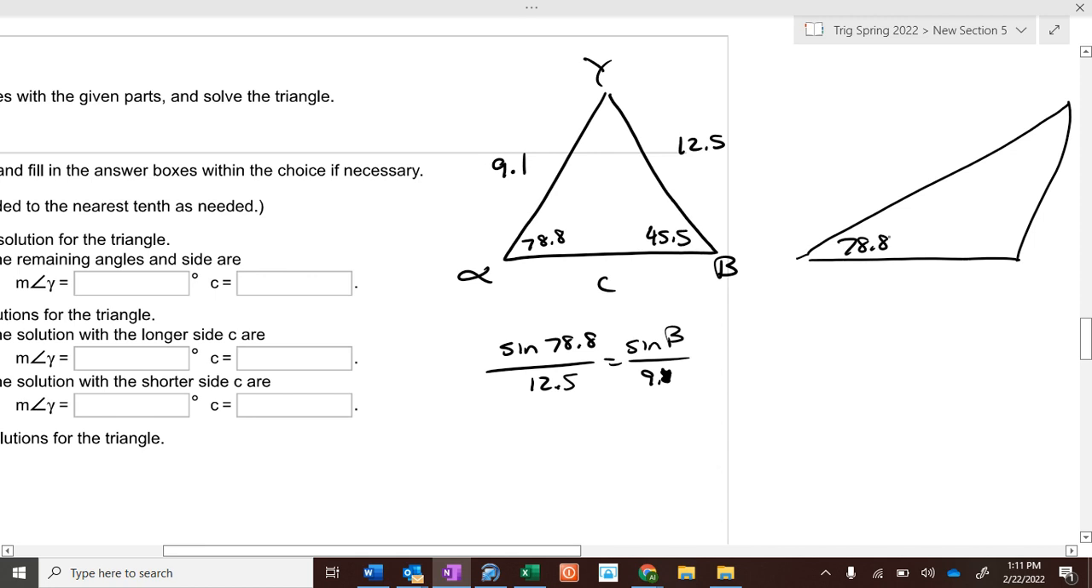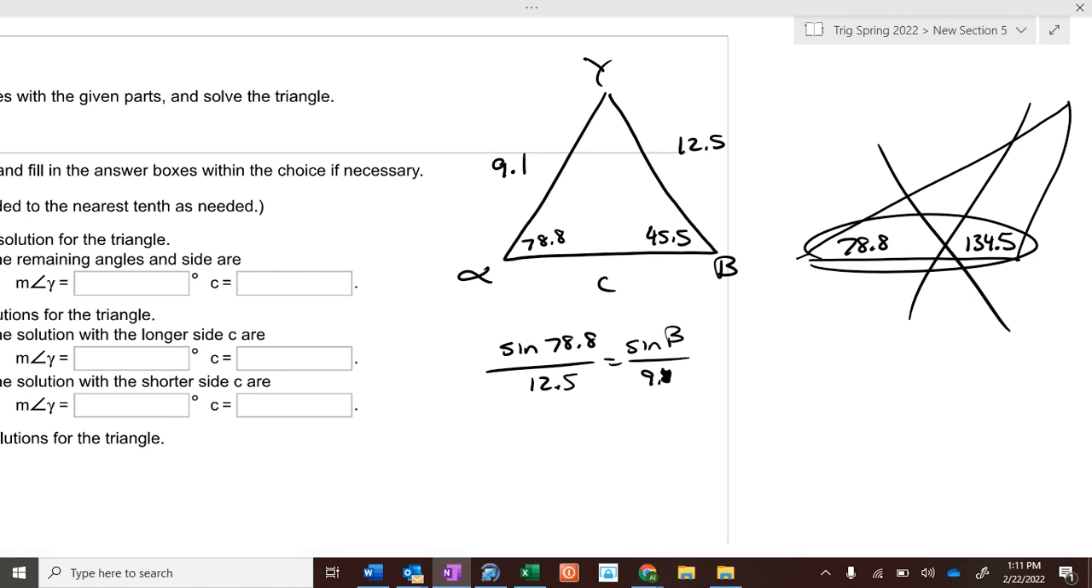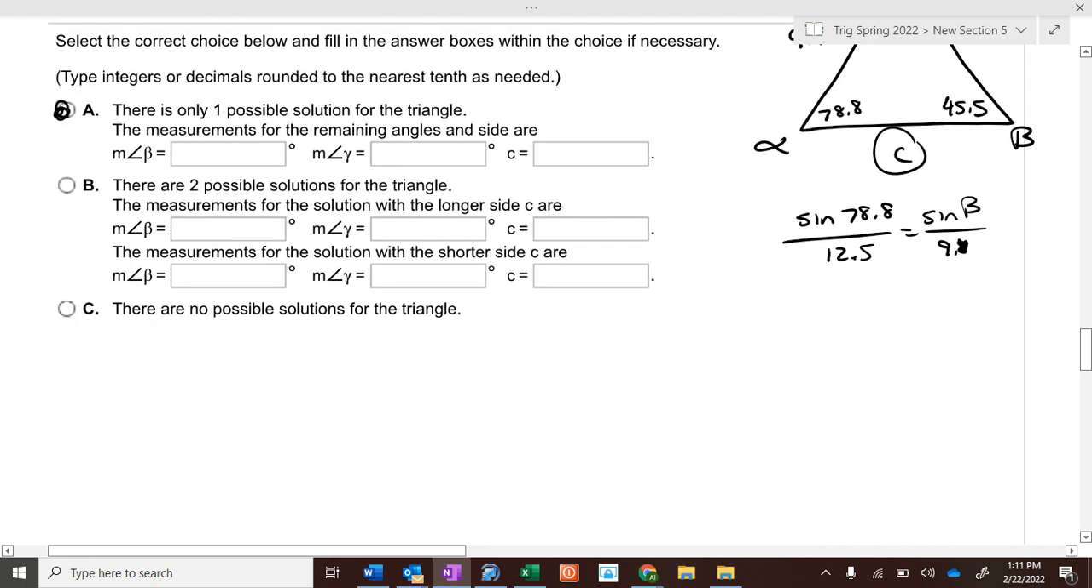So if this is 78.8, and if you go 180 minus 45.5, you get 134.5, right? Add these two up. That's over 200. Can you have an angle like that? No. So you won't have an obtuse triangle in this situation. You only have just one acute triangle. So then once you find that 45.5, you figure out what this angle is by subtracting from 180, and you do law of sines to figure out C. And it's going to be this. There's only one triangle in this situation.